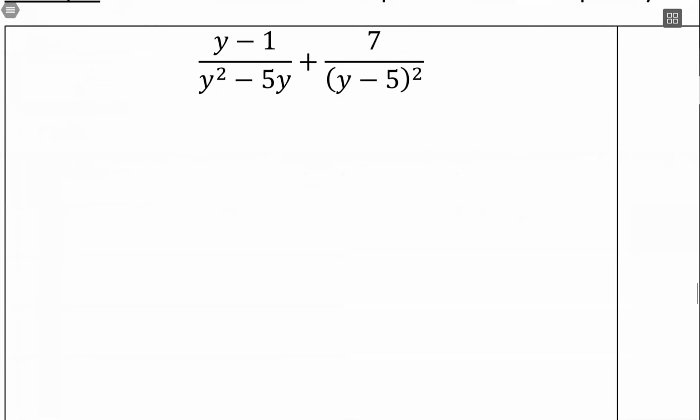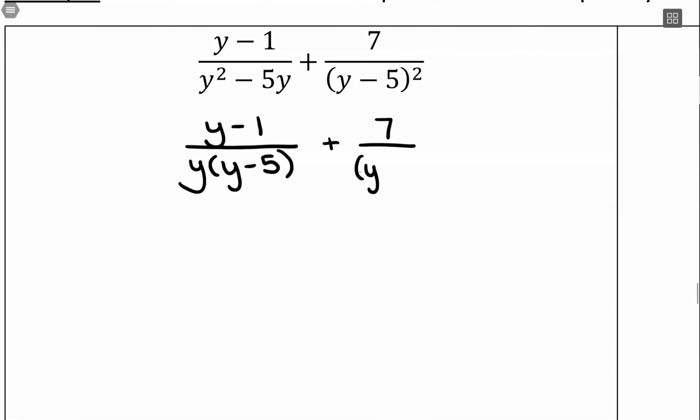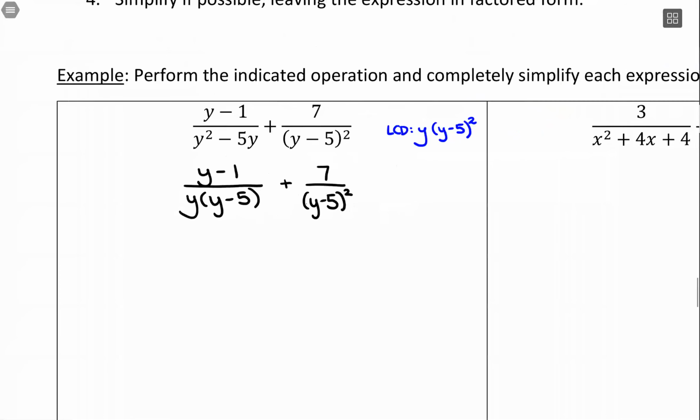So with this first expression, we would have y minus 1 in the numerator, and in the denominator we could factor out a y, and then we'd have y minus 5. And then plus 7 over, and that's all factored, y minus 5 squared. So finding the least common denominator for this one, what we saw was that factor of y. We also have this factor of y minus 5, but then we grab the largest exponent, which was that exponent of 2. So there's our least common denominator.